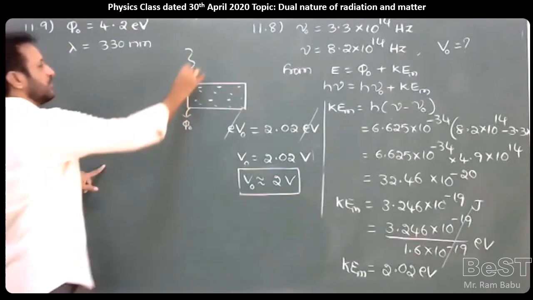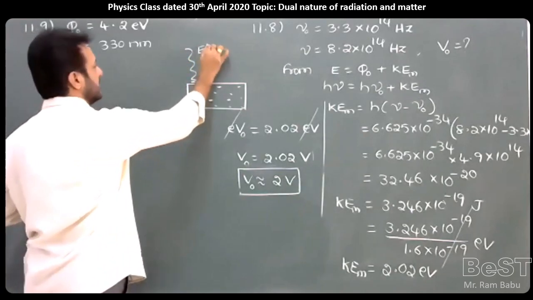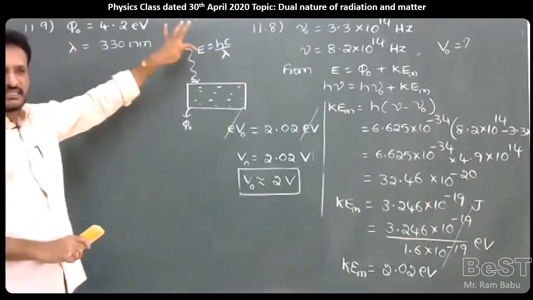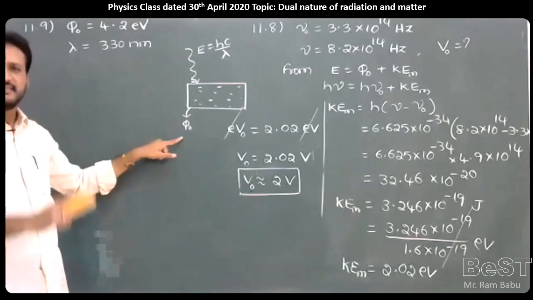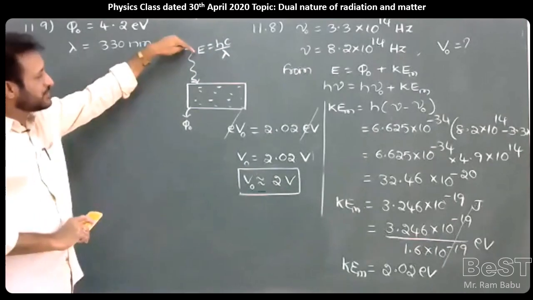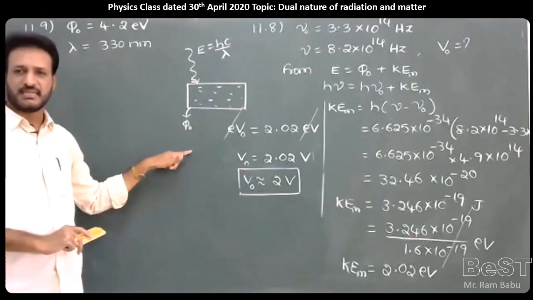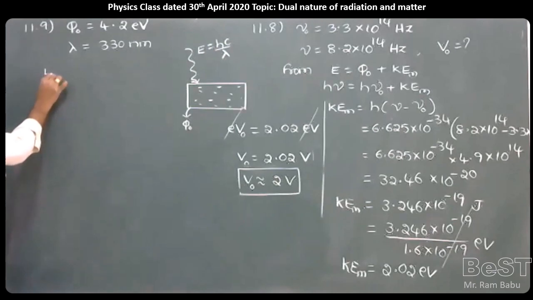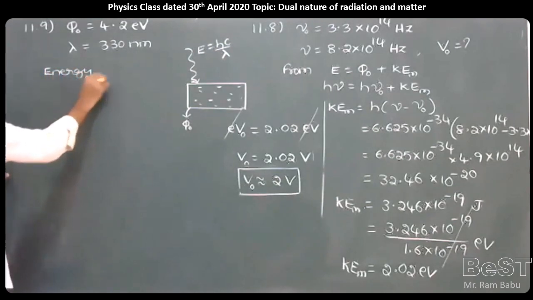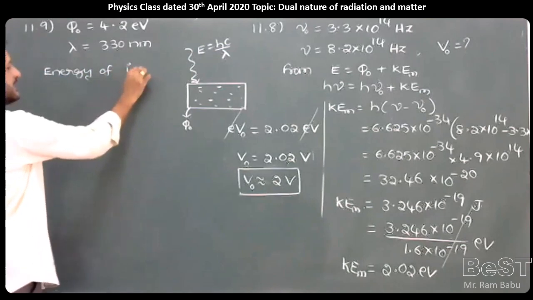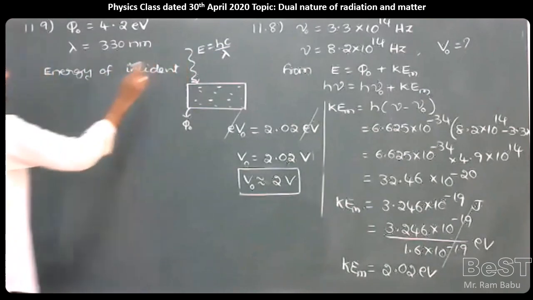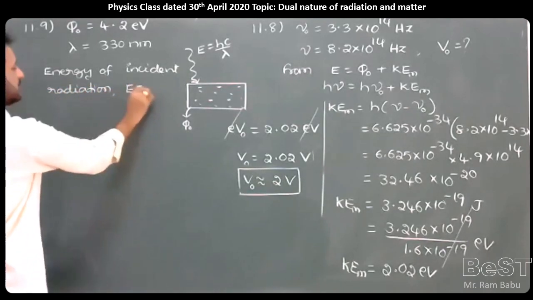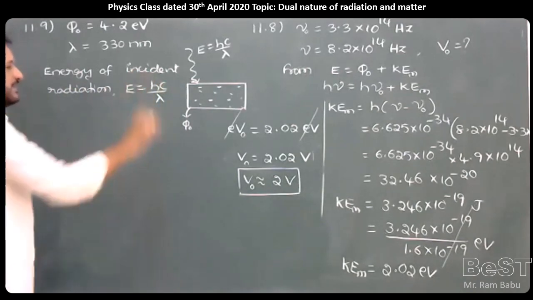We have to calculate, so we should calculate the energy value. Energy E is equal to the formula hc by lambda. Whatever value we get, if it is more than the work function of the metal, then electrons are emitted outside. If the energy which falls on the metal is less than the work function of the metal, then no electrons are emitted. Now we'll calculate the energy of the incident radiation, or incident light. E is equal to hc by lambda.